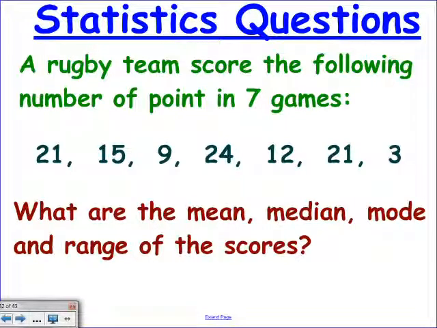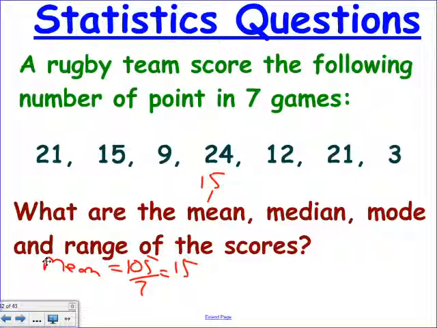So let's start off then with the mean. What's my mean? What's the total of my data? 105. How many games did we play? 7. So the mean is 15. What's the median? 15. Yeah. So when I sort it all, I get 3, 9, 12, 15 and so on. So 15 is my median.